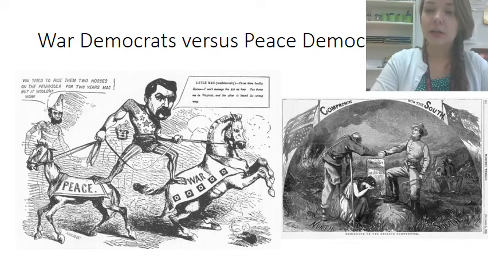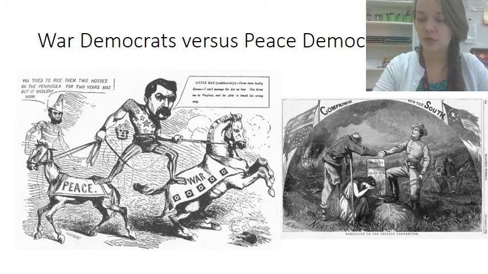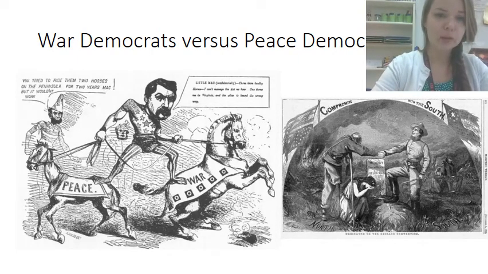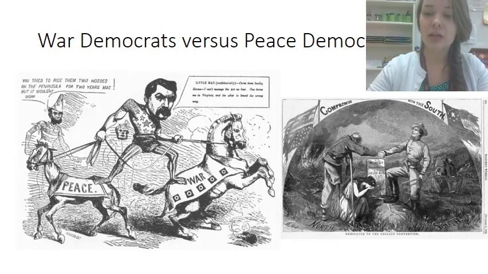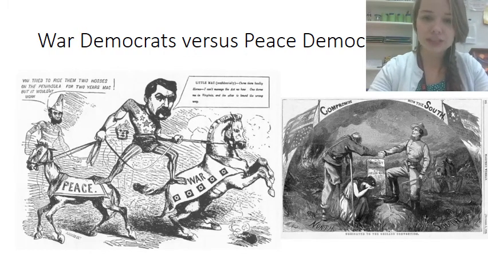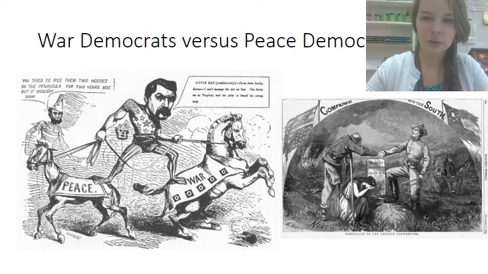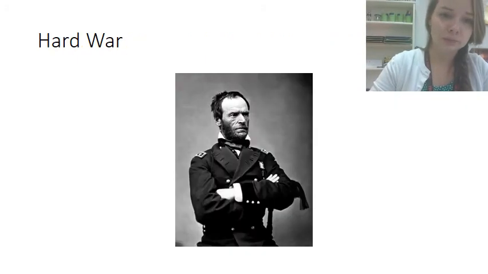Anyways, the Democratic Party in the North is going to be split between the War Democrats and the Peace Democrats, just like their name suggests. The War Democrats are going to want to continue fighting to end the rebellion. Peace Democrats are going to want to end hostilities and negotiate a peace. With a split party, and because Abraham Lincoln is awesome, he is going to win the election of 1864.